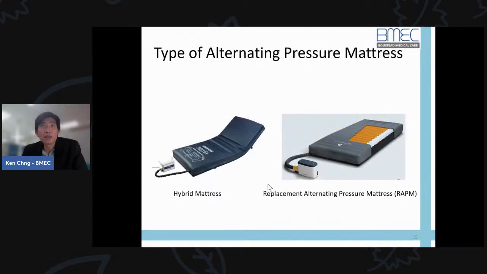There are two types of alternating pressure mattresses. One is a hybrid mattress on the left, which Parkway is using. The name hybrid itself has two parts: the mattress can function as a normal foam mattress, and when the pump is connected to the mattress, it becomes an air pressure mattress. The right one is a total replacement alternating pressure system, so it has to be used with a pump. That is an air pressure mattress by itself.